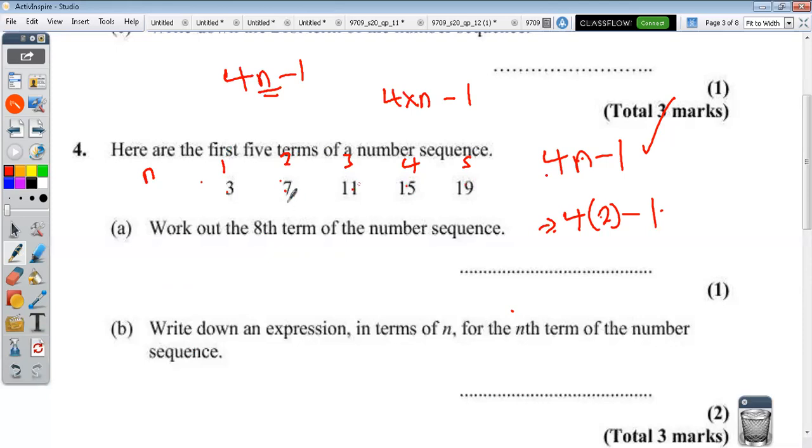So if I want to verify if the formula is correct, the second term is when n is equal to 2. That's why I'm saying 4 times 2 minus 1, and I get this. I test the fourth term, it's when n is equal to 4, because that's the position. 1, 2, 3, 4. So that's why I'm saying 4 times 4, 16 minus 1, 15. So it's a correct formula.